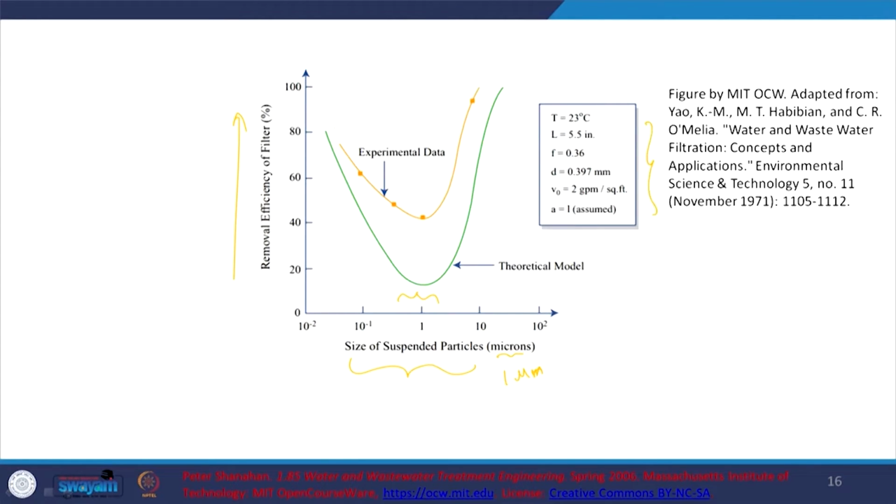So, experimental data and the theoretical model, what do they both predict? They both predict that the efficiency is lowest for the sizes around 1 micron. Here again you can see an increase, but it does not mean it is going to keep increasing. There is obviously going to be a limit out here.